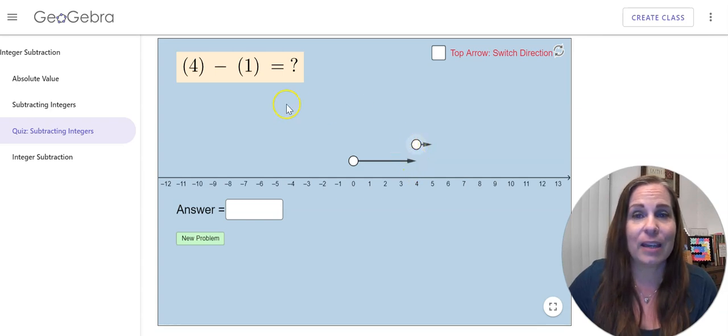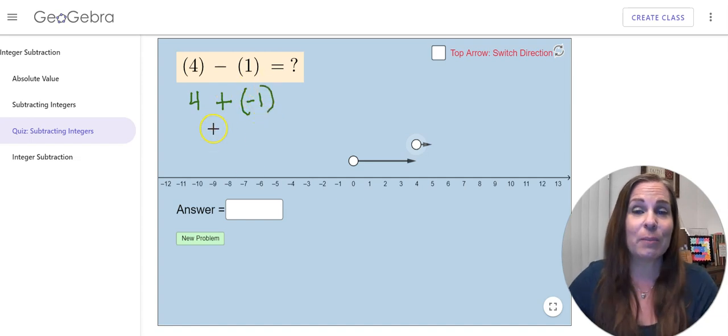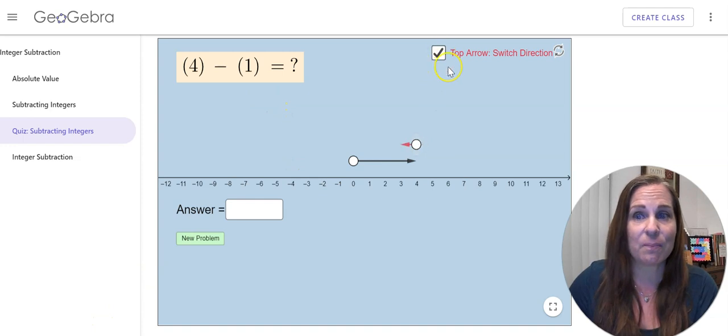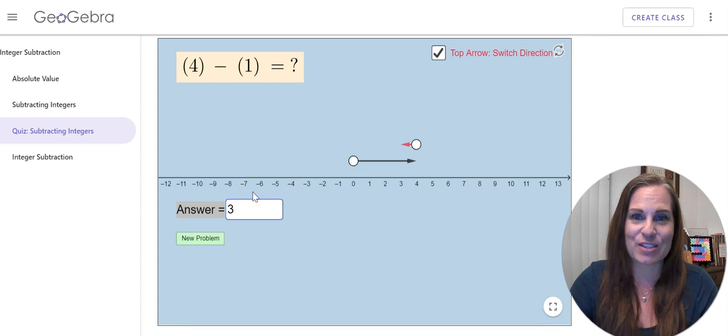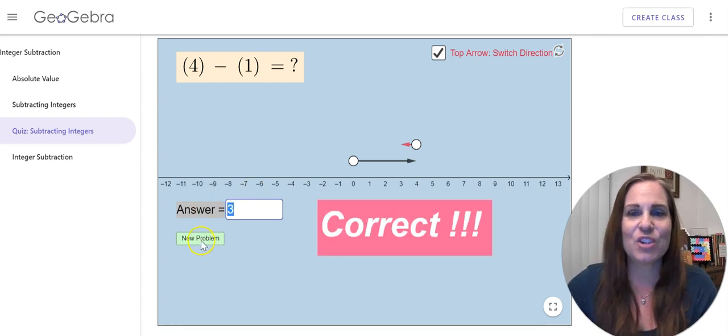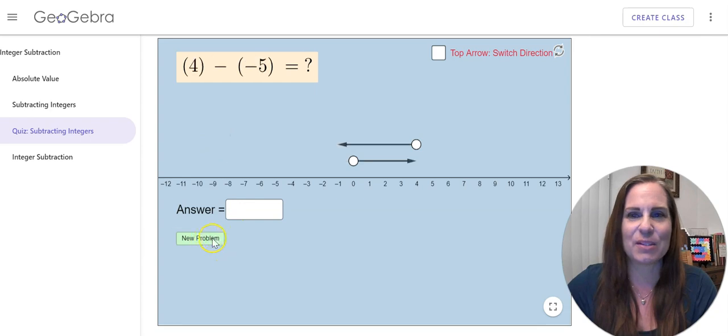And because I am adding, right, let's write this as an addition problem. It would be 4 plus, and then this would become a -1, right? So if I'm going to add a negative number, I need my arrow to go the opposite direction. I need it to go to the left. So I can check this box right here, and then my arrow flips around and goes the other way, and I get 3. And again, you're probably like, yeah, it's 4 minus 1. Duh, it's 3. But just to show you that the additive inverse works all the time, let's try another one.